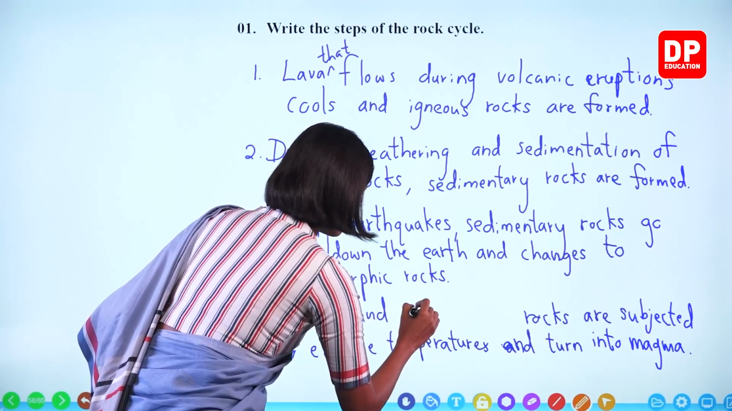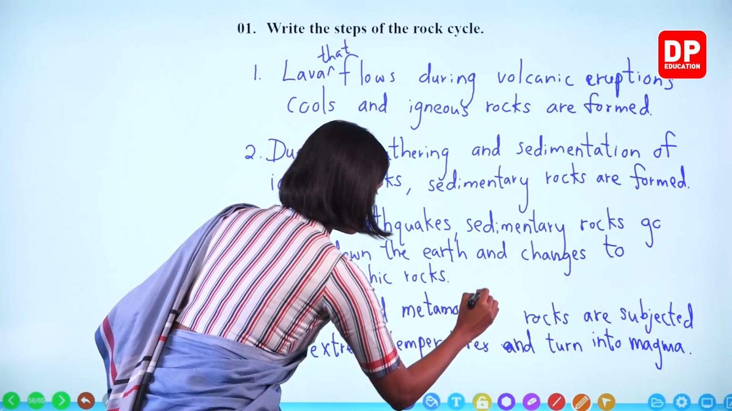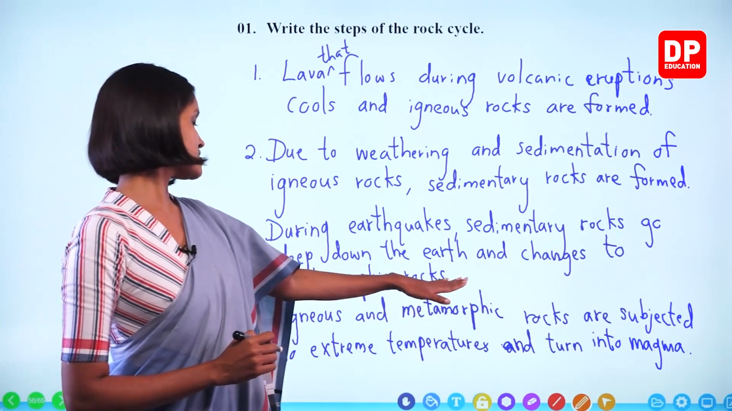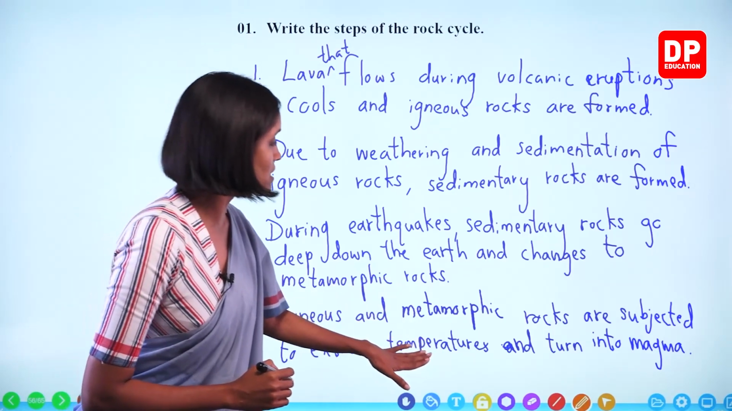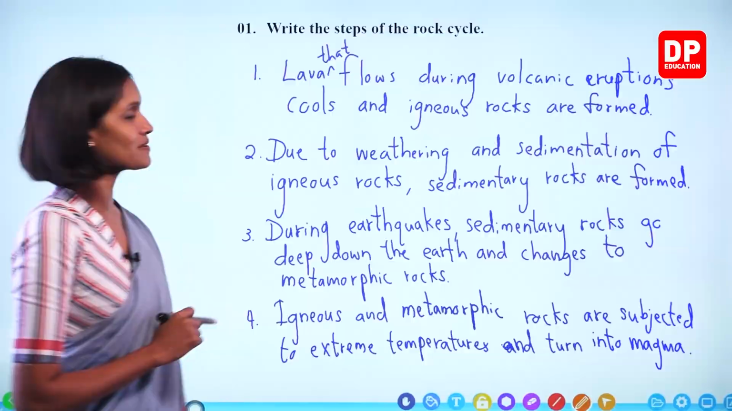Igneous and sedimentary rocks, these should be metamorphic rocks. Igneous and metamorphic rocks are subjected to extreme temperatures and turn into magma. Right? We'll move on to the next.